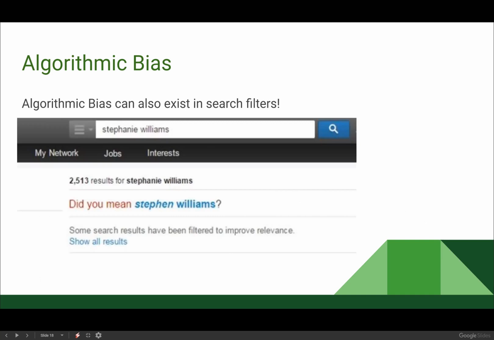And algorithmic bias can also exist within search filters. If we look at this image on LinkedIn, someone might have been searching for Stephanie Williams, and the prompt was, hey, did you mean to search for Stephen Williams?